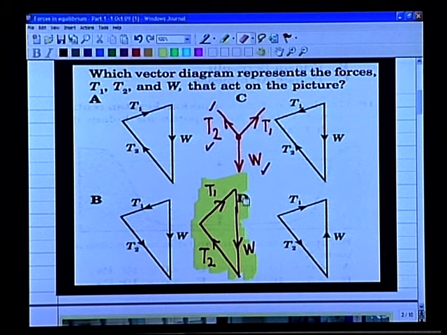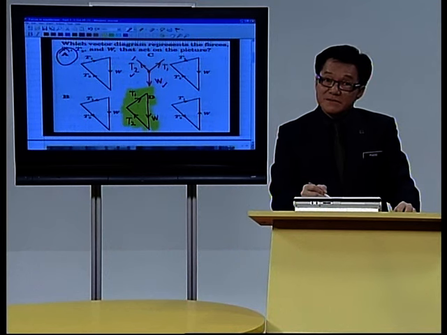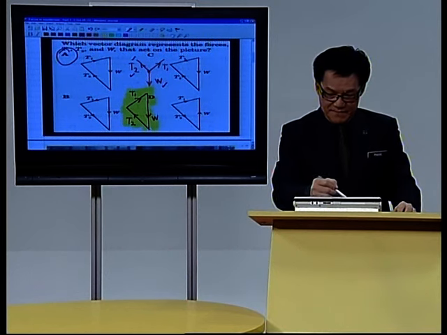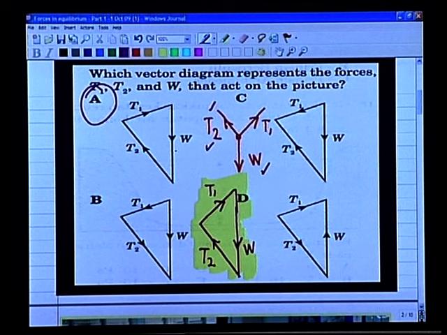Alright. So the diagram that I have just drawn down here, let me highlight it. Okay. Don't worry about the D. Alright. That's not the answer, but we will take a look at the diagram that I have drawn. Okay. W down. Then I have T2 going up, T1 going up. Alright. Now, let us take a look at the answer A. Isn't our diagram the same? T1, W down, T2. So this is the answer, isn't it?